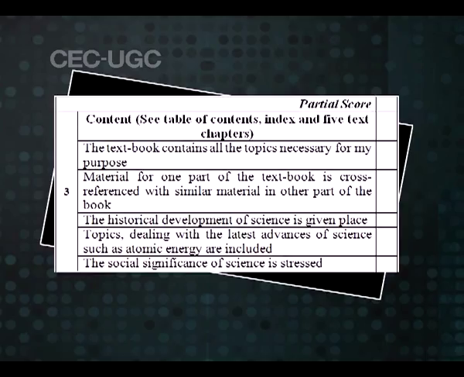Third one, content. Here we will see the table of contents, the index, and the 5 text chapters. The various points to be noted are: the textbook contains all the topics necessary for the purpose. Material for one part of the textbook is cross-referenced with similar material in other parts of the book.